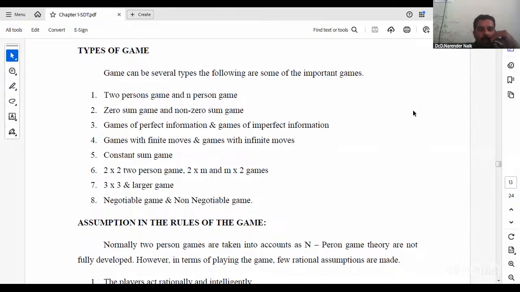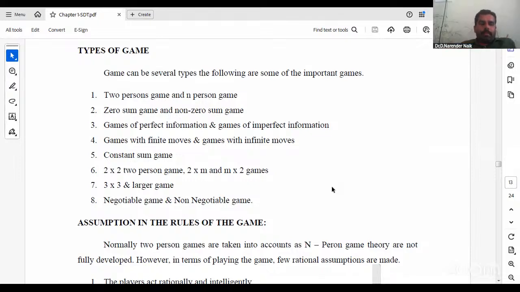Games of perfect information. In these games, all the players, both teams, should know the proper perfect information. And in games with imperfect information, sometimes there are a few games for which there are no proper rules and regulations. Those games are called games of imperfect information.